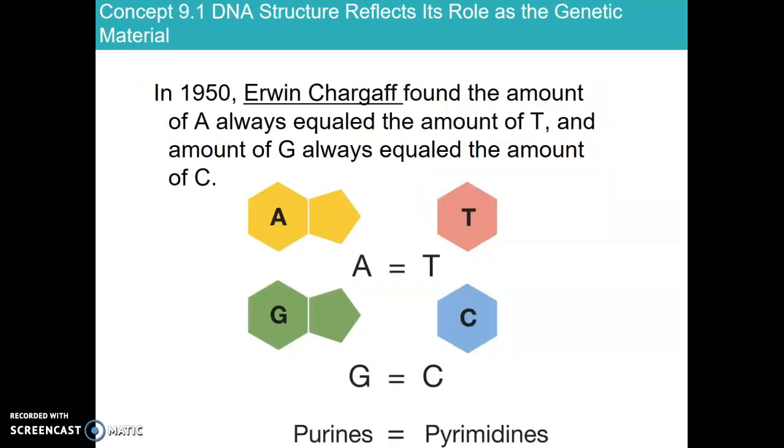Now, in 1950, Erwin Chargaff found that the amount of adenine is always equal to the amount of thymine, and the amount of guanine is always equal to the amount of cytosine, stating that a purine always bonds with a pyrimidine. You never have a purine to a purine, and you don't have a pyrimidine to a pyrimidine. So adenine always bonds with thymine, and guanine always bonds with cytosine. So you can put apples on the tree, gas in the car. It's kind of how I remember it.